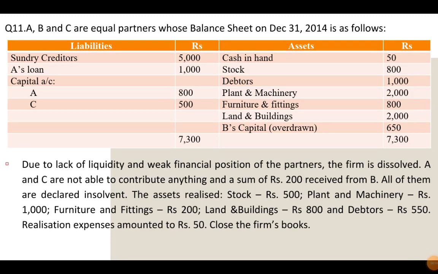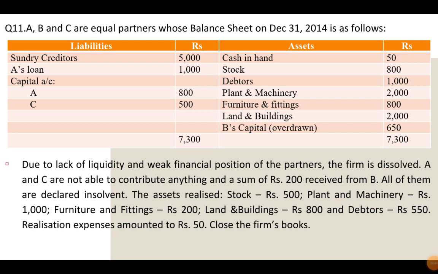On the liabilities side, we're having sundry creditors 5,000, A's loan rupees 1,000, capital account A and C 800 and 500 respectively. And on the assets side, we are having cash in hand rupees 50, stock rupees 800, debtors rupees 1000, plant and machinery rupees 2000, furniture and fittings rupees 800, land and buildings rupees 2000, and capital of B, which was overdrawn, rupees 650.